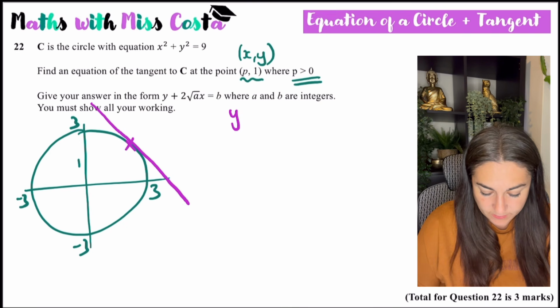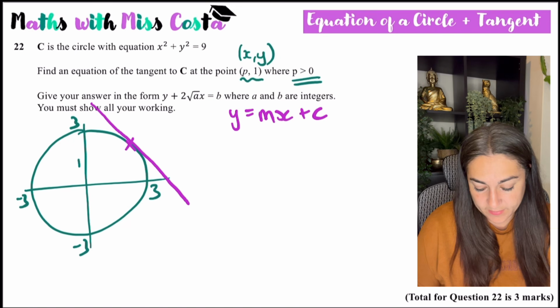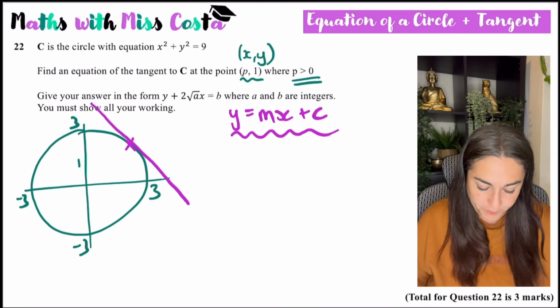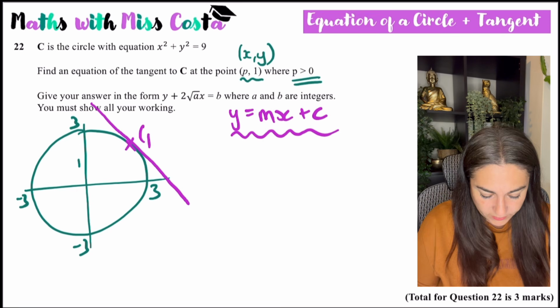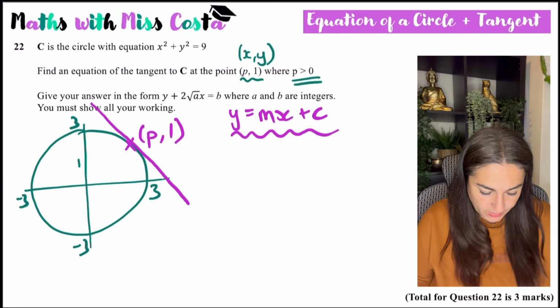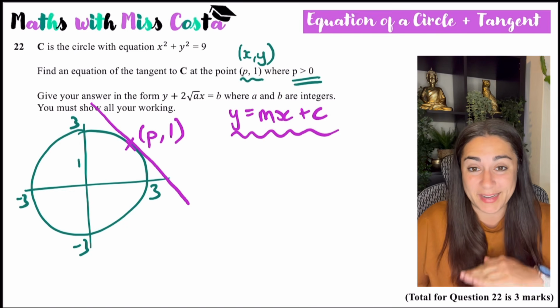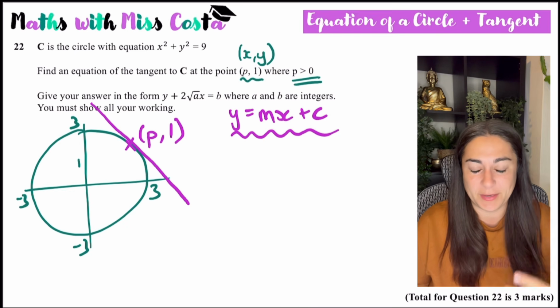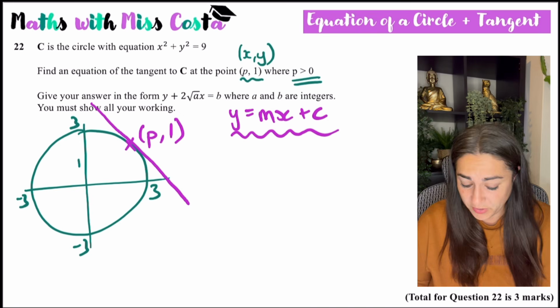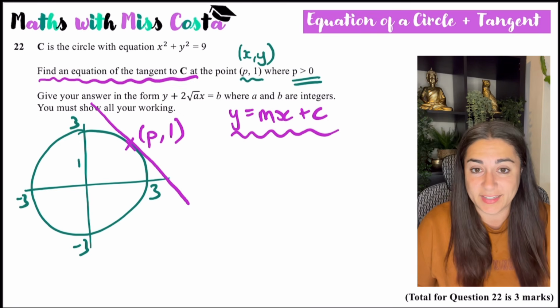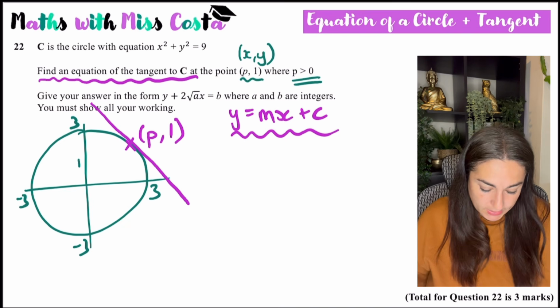Every line can be written in the equation y equals mx plus c, so that's what you're ultimately aiming for. So we know this coordinate here is going to be P1, and then it says give your answer in this form. We can ignore that bit for now because this tends to confuse people, and then they panic. Don't worry about that. What do they want you to do? They want you to find an equation of the tangent to C, so that is what you need to do.